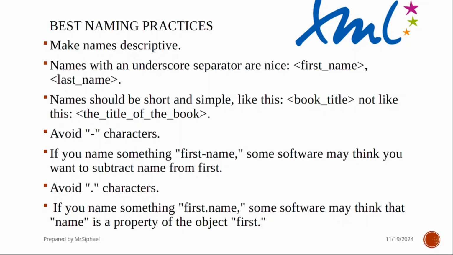Like I said, spaces are not allowed, so instead of spaces, use underscores. Names should be short and simple, like this book title. It's descriptive, it's short, it's simple, it's clean. Not like the title of the book, which is very long, and with this practice you will make your code very messy and your data hard to interpret.